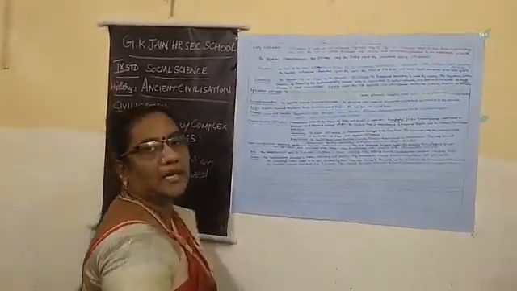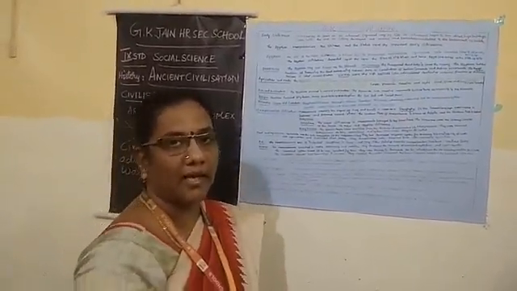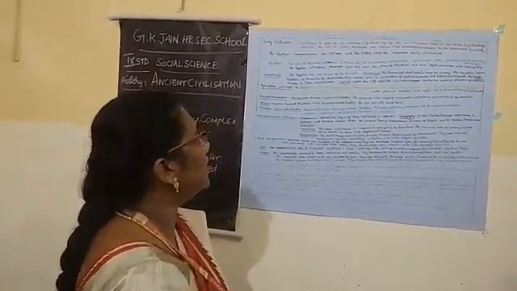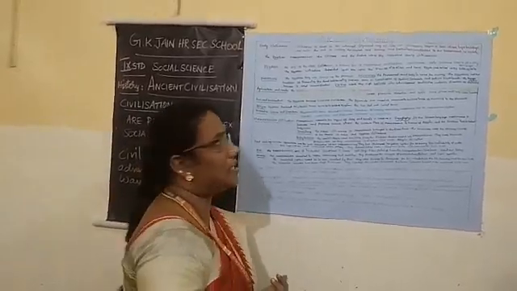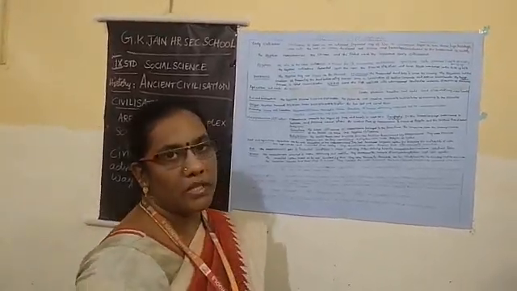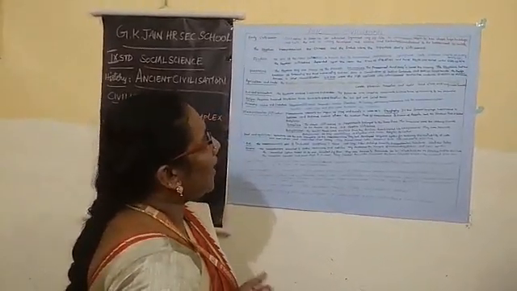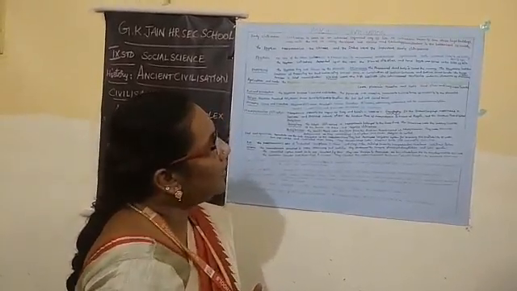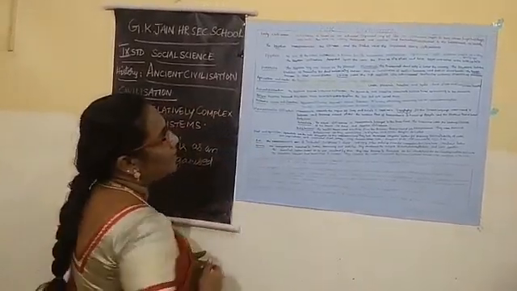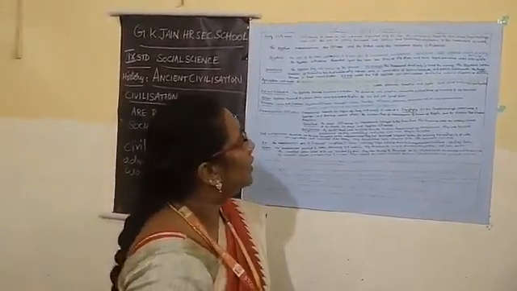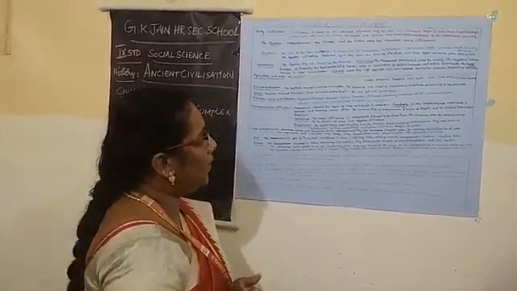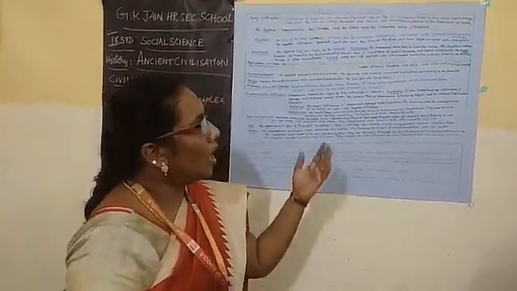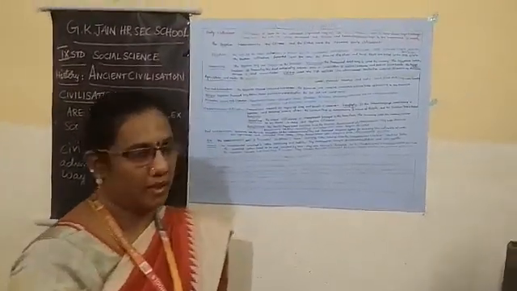Next one is agriculture and trade. What is the condition of agriculture and trade in the Egyptian civilization? The Egyptians excelled. They cultivated wheat, barley, millets, vegetables, fruits, papyrus and cotton. They domesticated cattle, sheep, goats and pigs. The Egyptians had trade relations with Lebanon, Crete, Phoenicia, Palestine and Syria. Gold, silver and ivory were imported.